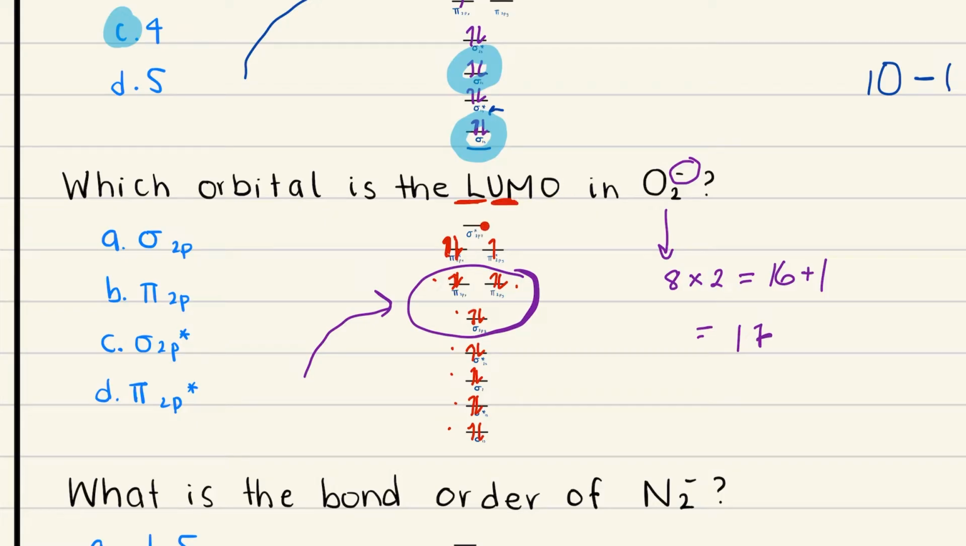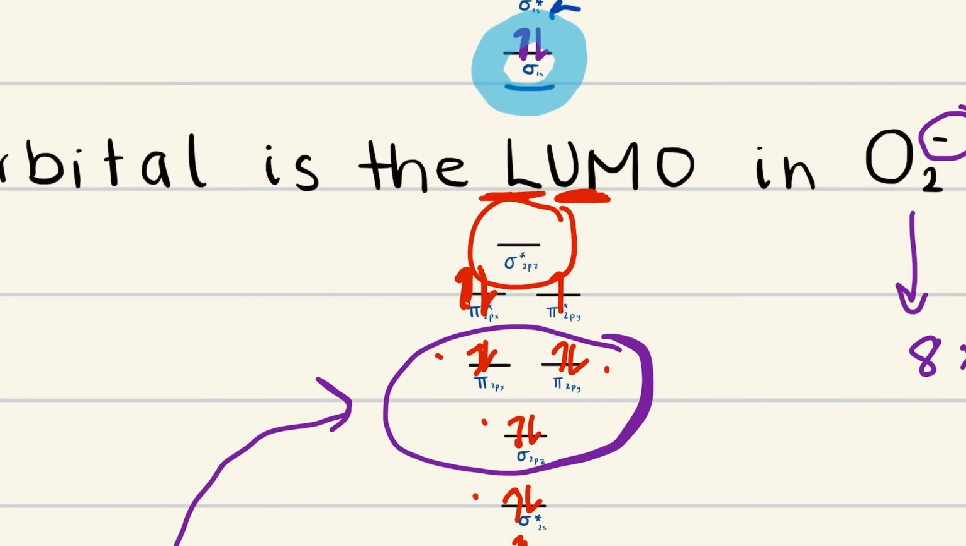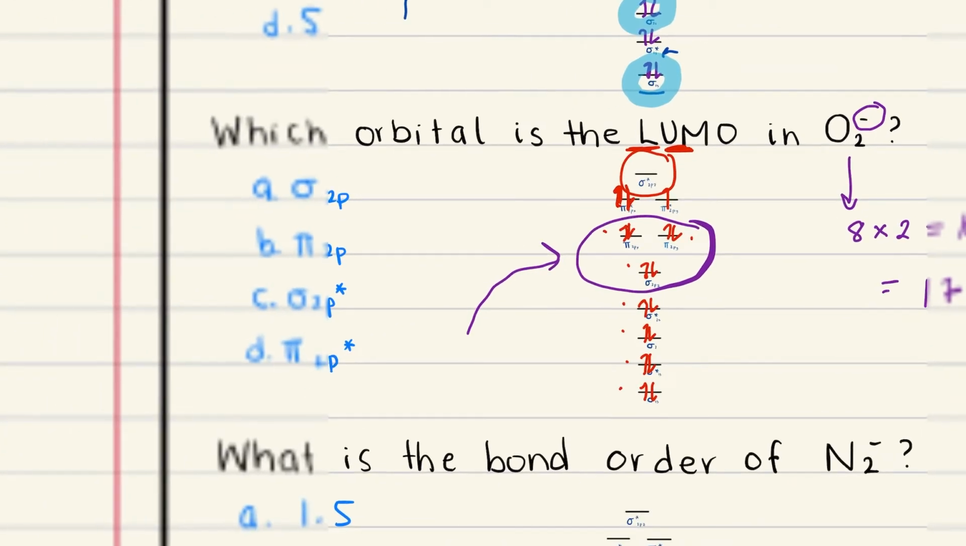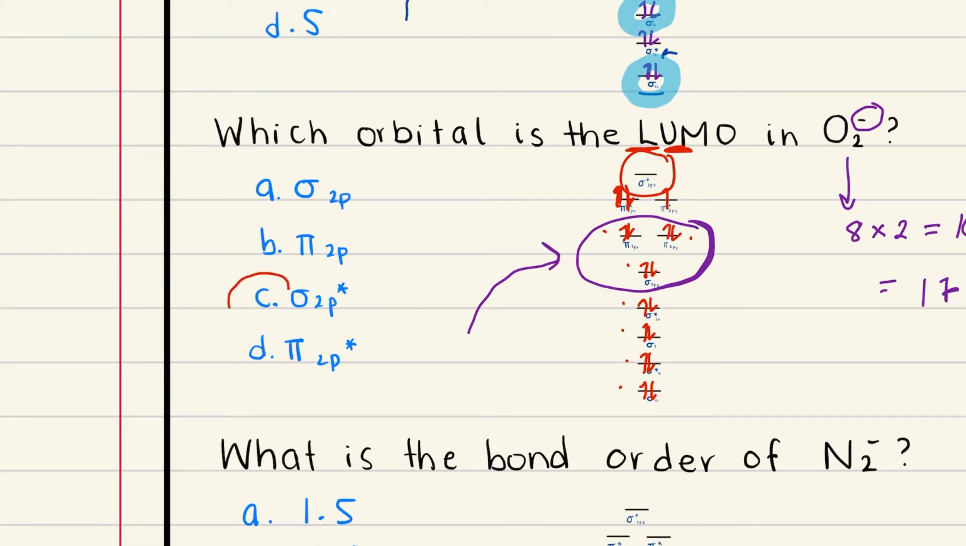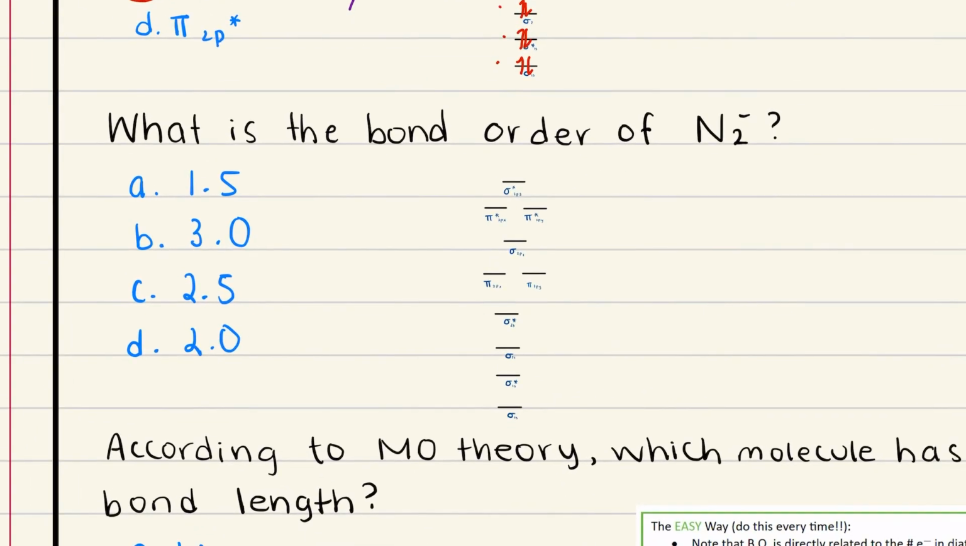The lowest unoccupied molecular orbital is going to be our sigma star 2p anti-bonding orbital. So the correct answer here is going to be C. Let's move on to this next problem. What is the bond order of dinitrogen?